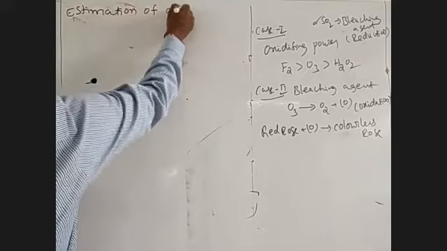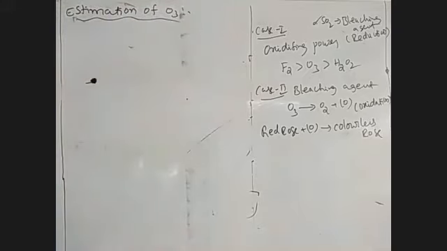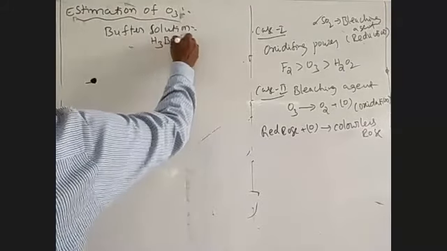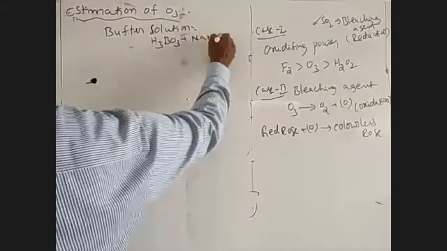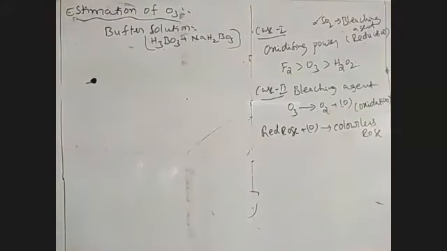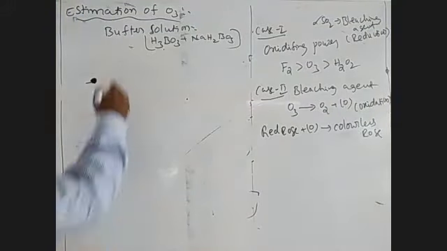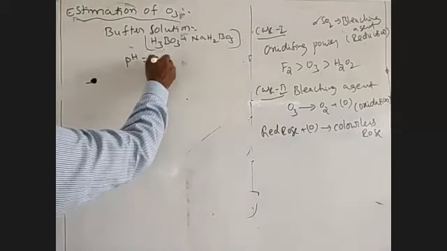The estimation of O3. In the estimation of O3, we have to use H3BO3 and NaH2BO3. This is used as a buffer solution. The pH of this buffer solution is 9.2.